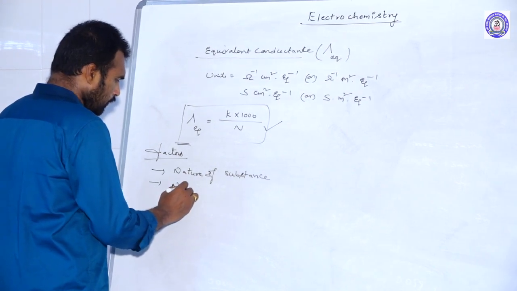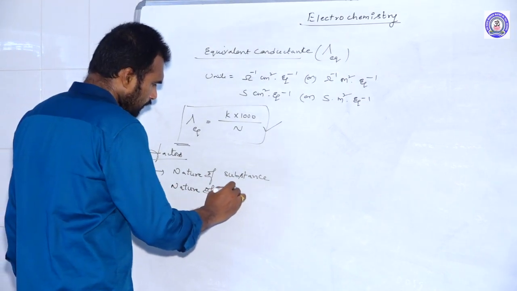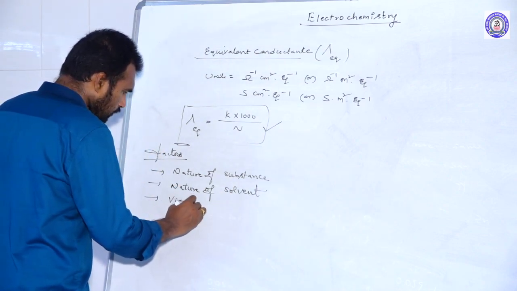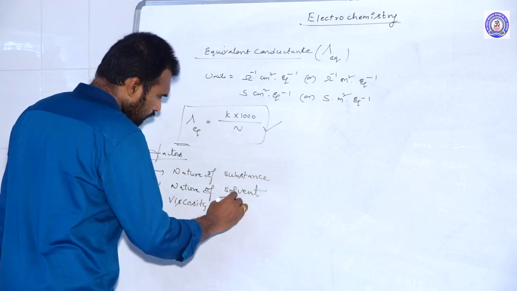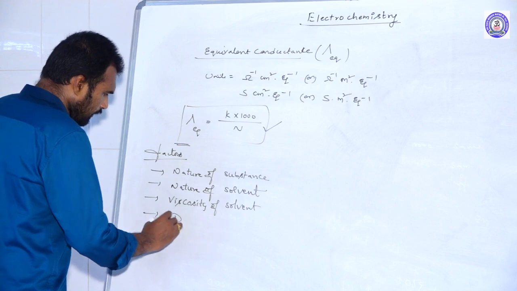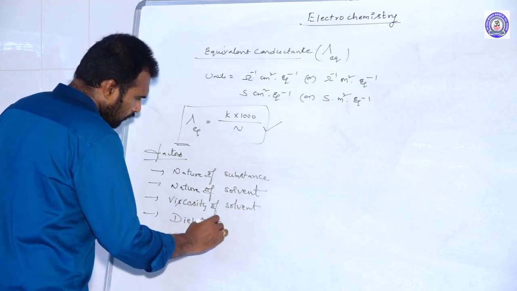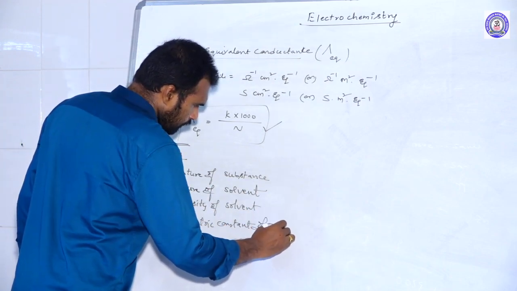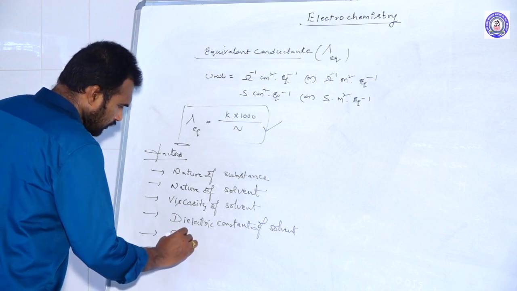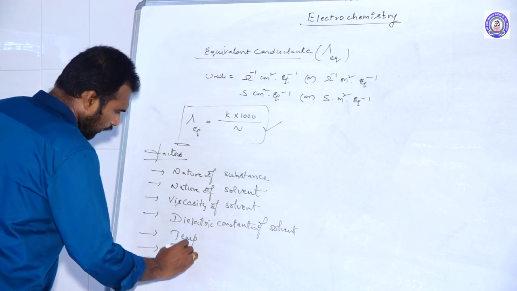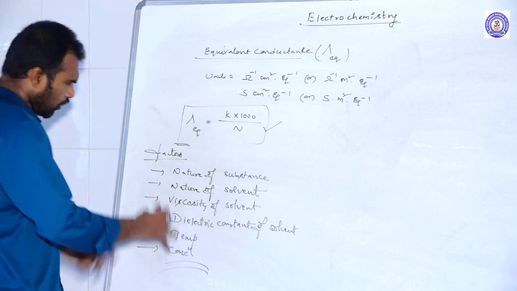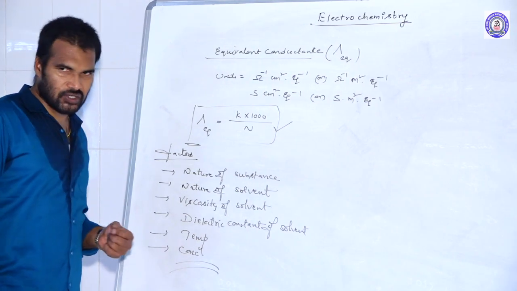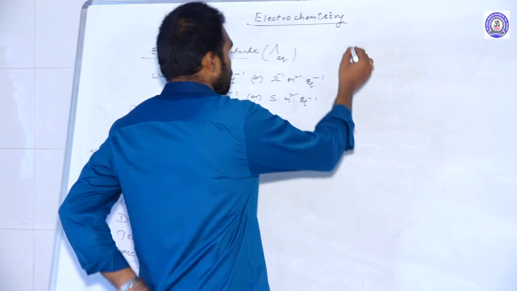Next one, it depends upon the nature of solvent. And it also depends upon the viscosity of the solvent, and the dielectric constant of the solvent. And it also depends upon temperature, and it also depends upon concentration. So these are all the factors on which the conductance depends. Okay, so in that, the main one is concentration, the effect of concentration.